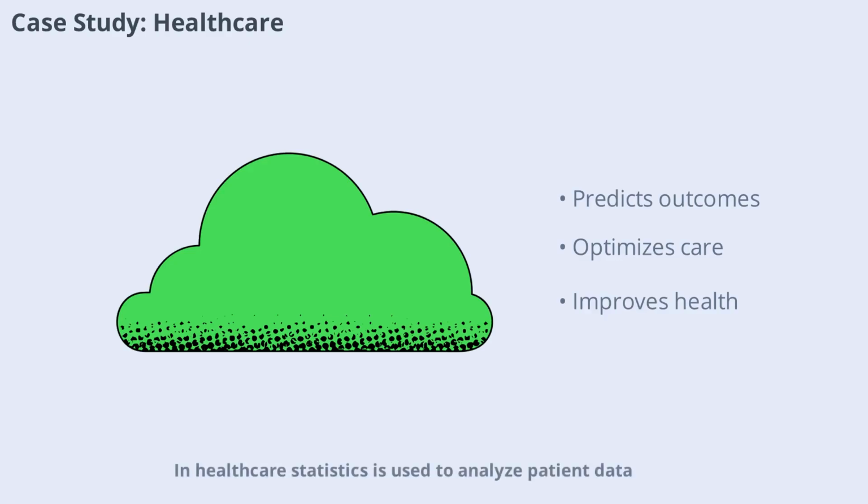In healthcare, statistics is used to analyze patient data, track disease outbreaks, and evaluate treatments. Data scientists apply statistical models to predict patient outcomes and optimize care. This leads to better decision-making and improved health outcomes.